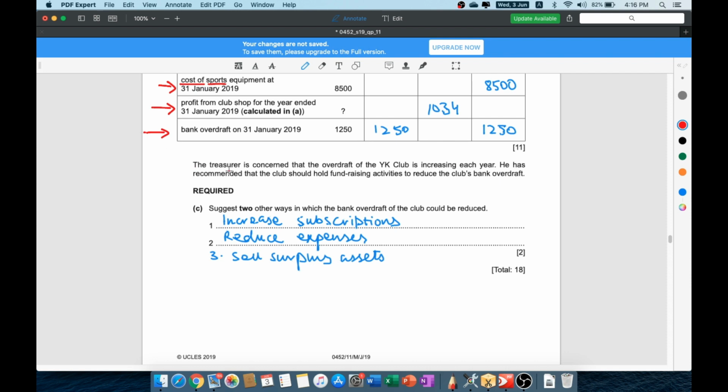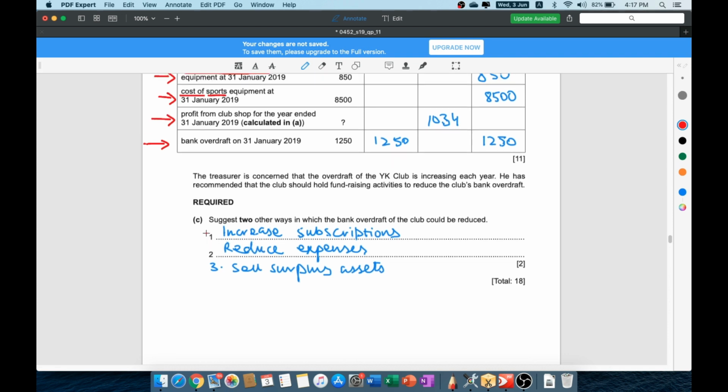Right, so part C says, yes, the treasurer is concerned that the overdraft of the YK club is increasing each year. He has recommended that the club should hold fundraising activities to reduce the club's bank overdraft. And then he's asking about two other ways in which the bank overdraft of the club can be reduced. All right, so the first important thing is to increase subscriptions. Why? Because if we increase the subscriptions, we're going to receive money for them because people will pay for them. So if we receive money, we put it in the bank, the overdraft reduces.